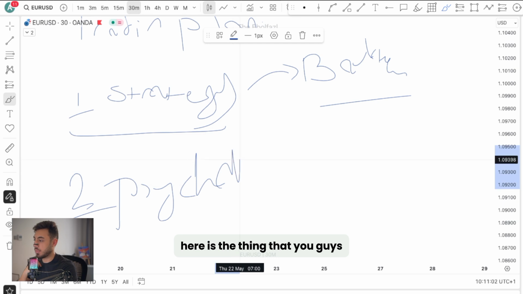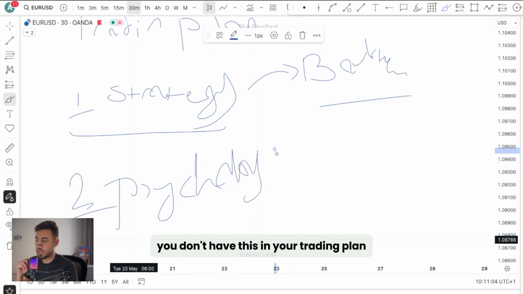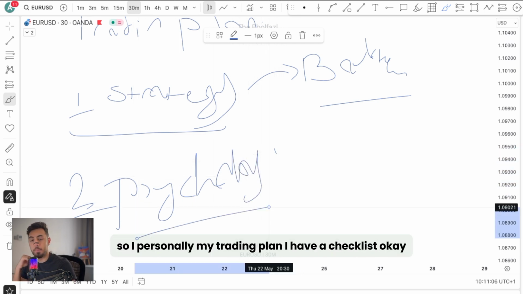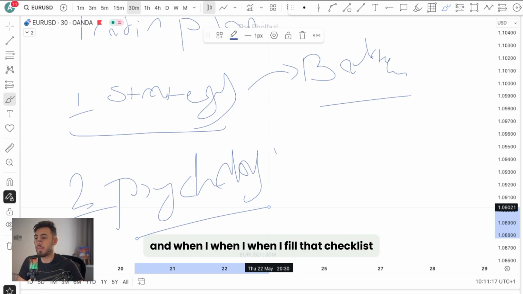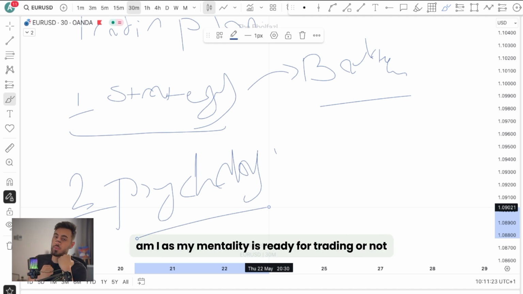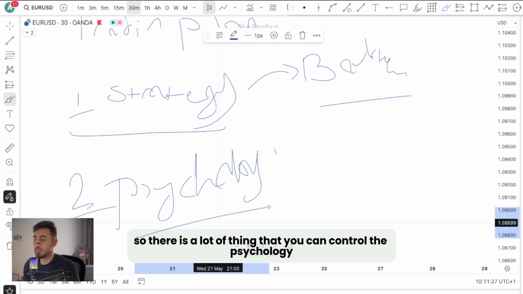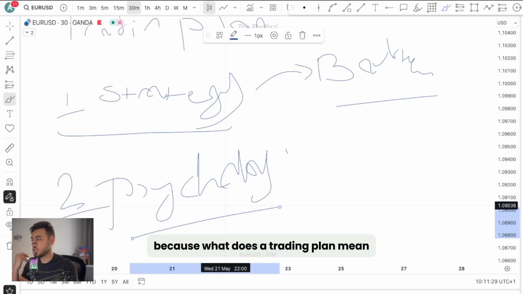Here is the thing: if you don't have this in your trading plan... Personally, in my trading plan, I have a checklist. Before I start my trading day, I fill in that checklist every day, and when I fill it in, there is a score, and that score tells me whether my mentality is ready for trading or not. So there are a lot of things you can do to control psychology.